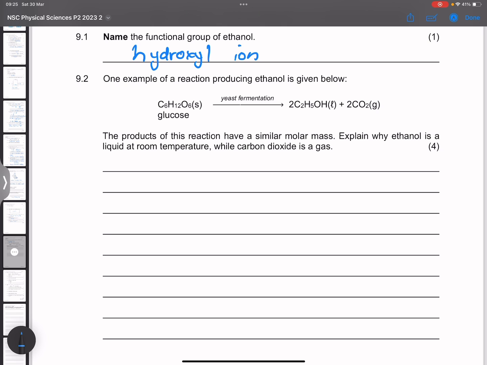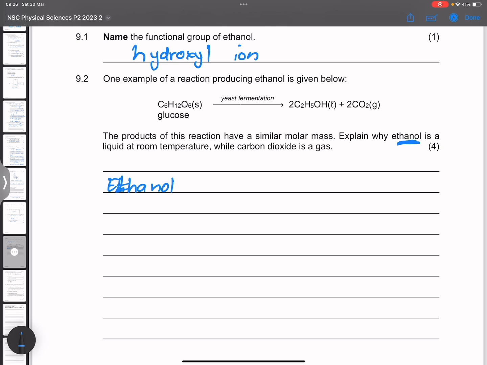So one example of the reaction producing ethanol is given. They're taking glucose there, fermenting, and it forms alcohol and carbon dioxide. They say the products of this reaction have a similar molar mass. Explain why ethanol is a liquid at room temperature while carbon dioxide is a gas. Now remember, ethanol would have strong hydrogen bonds, right?